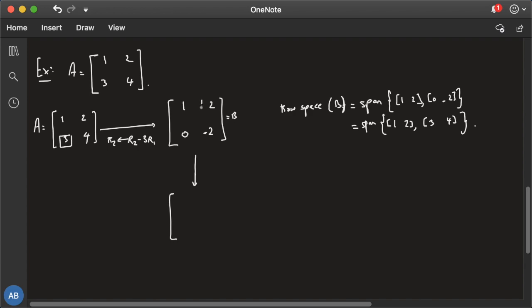So now let's try to null out this guy to be closer to an identity. How do we do that? Well, instead of R1, I can plug in R1 plus R2.